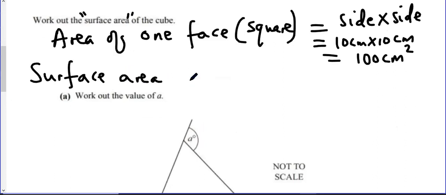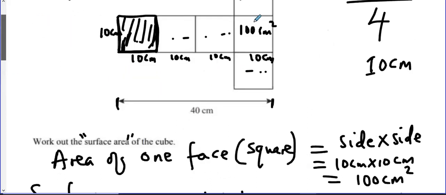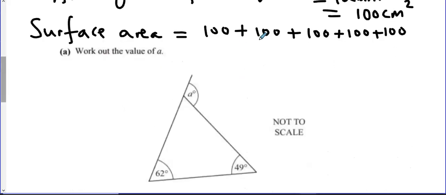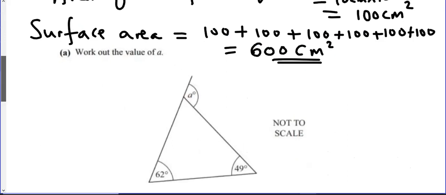So surface area will simply be equal to 100 plus 100 plus 100 plus 100 plus 100 plus 100. How many hundreds are there? There should be 6. 1, 2, 3, 4, 5, 6. So 6 times 100, the surface area will be equal to 600 centimeters square. Bam, you are done. So this is the way how we do this question.